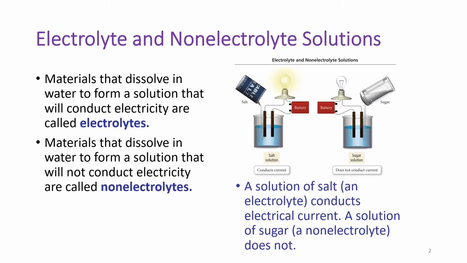Whenever we have ionic solids dissolved in water, we call them electrolytes because they can conduct electricity. So here we have an ionic solid dissolved, in other words, a salt, and here we have sugar. Sugar is not an ionic compound, so it will not generate electricity when dissolved in water. So that's a non-electrolyte. So electrolyte versus non-electrolyte, ionic versus non-ionic compound, essentially.